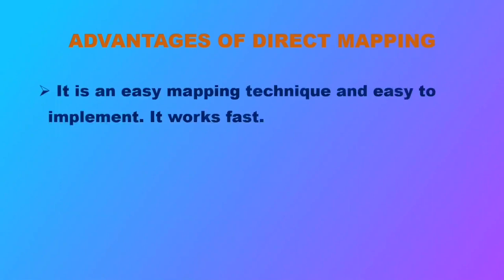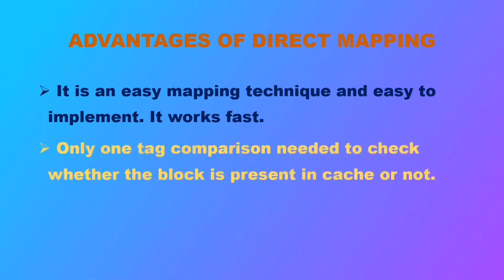Now see advantages of direct mapping. So it is an easy mapping technique and easy to implement. It works fast. You guys already saw that. Only one tag comparison needed to check whether the block is present in cache or not.